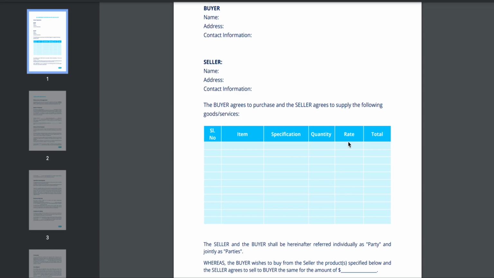The rate. This column is meant for listing the price or cost per unit of the item. It's the price at which each unit of the item is being sold or purchased. The total. The total column is used to calculate the total cost or value for each item or product listed. This is typically calculated by multiplying the quantity by the rate and is used to determine the total cost for each line item. So for example, if you're buying 5 units of an item at the rate of $10 each, the total cost will be 5 times 10 is $50.